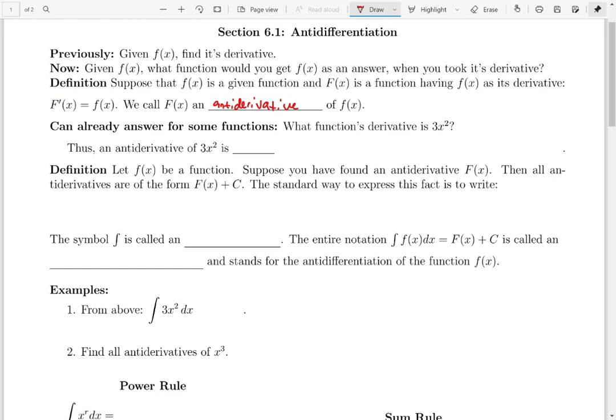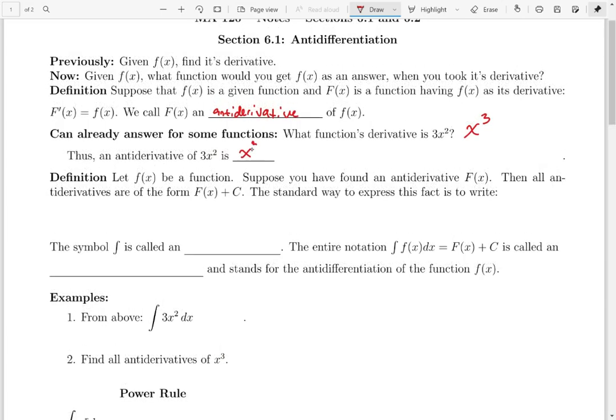And so let's think about this for a moment. Let's suppose for one moment I said, what function's derivative is 3x squared? Hopefully you would tell me that if you took x cubed and you took its derivative, you would specifically get 3x squared. Okay, great. Thus, an antiderivative of 3x squared is x cubed.